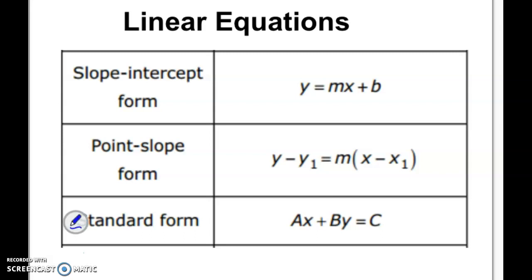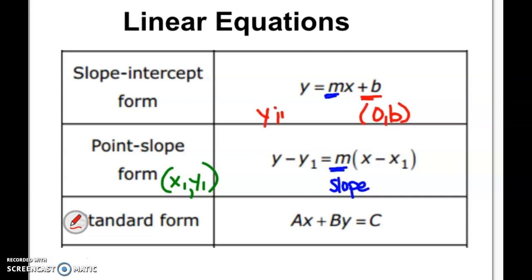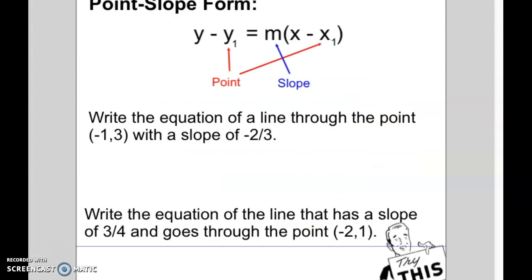All right, in each of them, this m here is your slope. In your point slope form, it's given some x1, y1 point, right? So this is your point, and A, B, and C are coefficients. Another piece that you know is right here: 0, B is your y-intercept. So you can identify different pieces from the different equations. Point and a slope. All right.